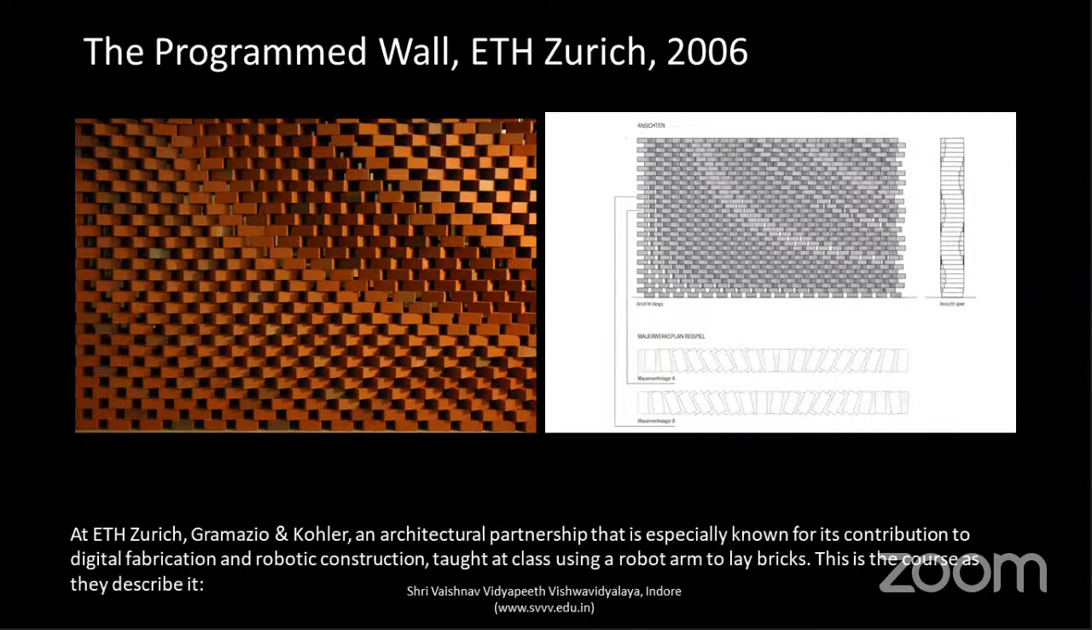So at ETH Zurich, Gramazio and Kohler, an architectural partnership that is specially known for its contribution to digital fabrication and robotic construction, taught a class using a robotic arm to lay bricks. This course they described. So this is a wall which they created first computationally in Grasshopper and Rhino, and then they used that particular technology, robotic construction, the KUKA robot, to lay those bricks.